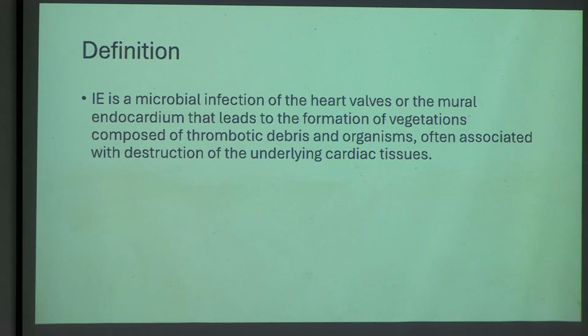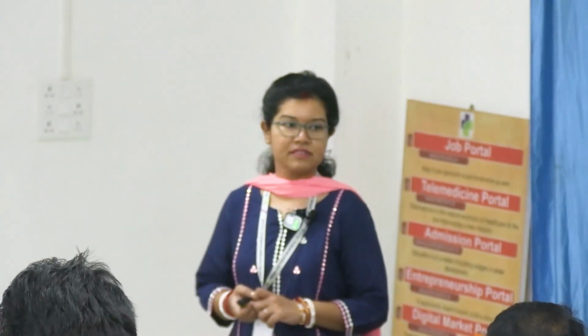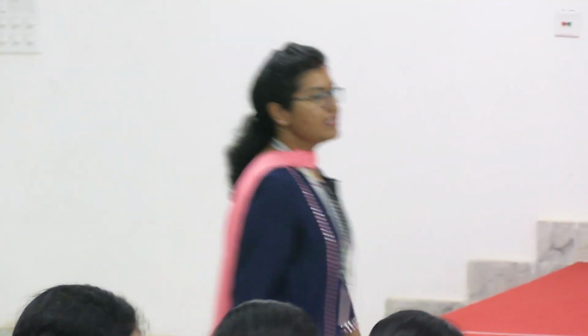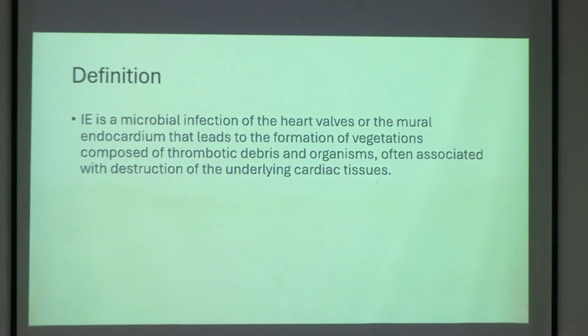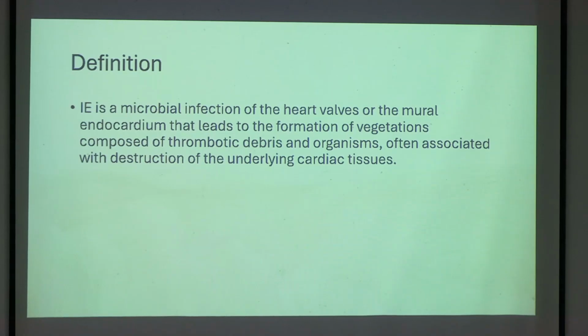It is a microbial infection of the heart valves. Okay. So how many valves are there in our heart? What are the names? Mitral valve, tricuspid valve, two semilunar valves. Okay. So mainly it will affect the tricuspid valve, mitral valves. Okay. So these are the microbial infection of the heart valves or the mural endocardium. What is mural endocardium? This is the inner endothelial lining of the myocardium.